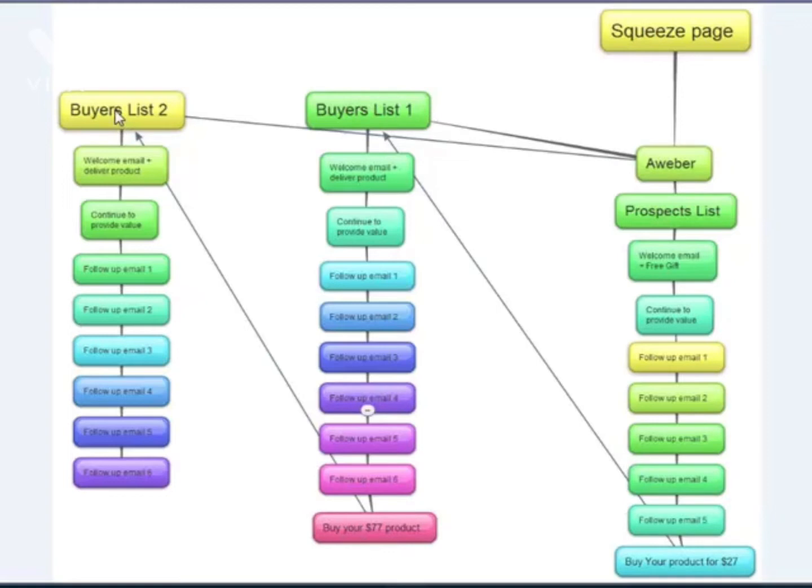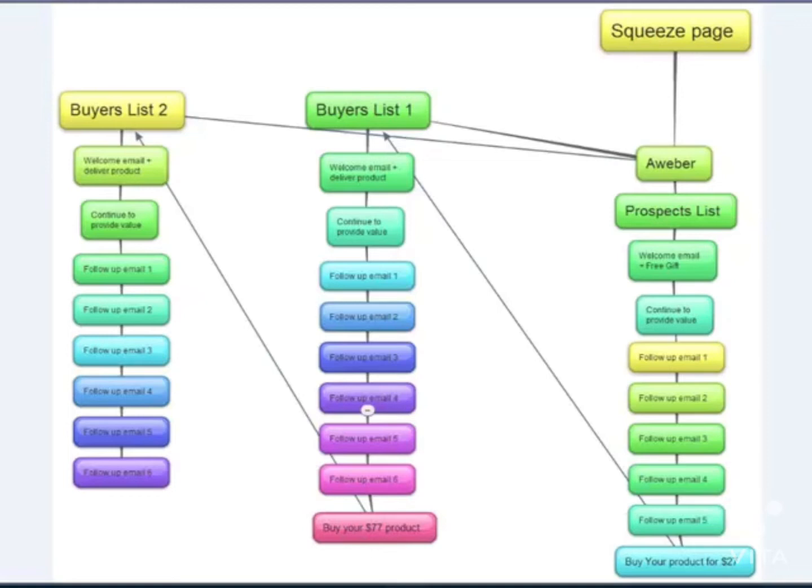And this can of course continue. You can have a buyers list number 3, 4, 5 and 6, so you can continue to offer them different products in different price ranges. Of course you don't want to offer somebody a $300 course as soon as they enter your list. You want to work up in different increment levels. So your buyers list number 3, you could offer them a $77 course, but obviously the more you charge for your courses, the more value you have to provide.